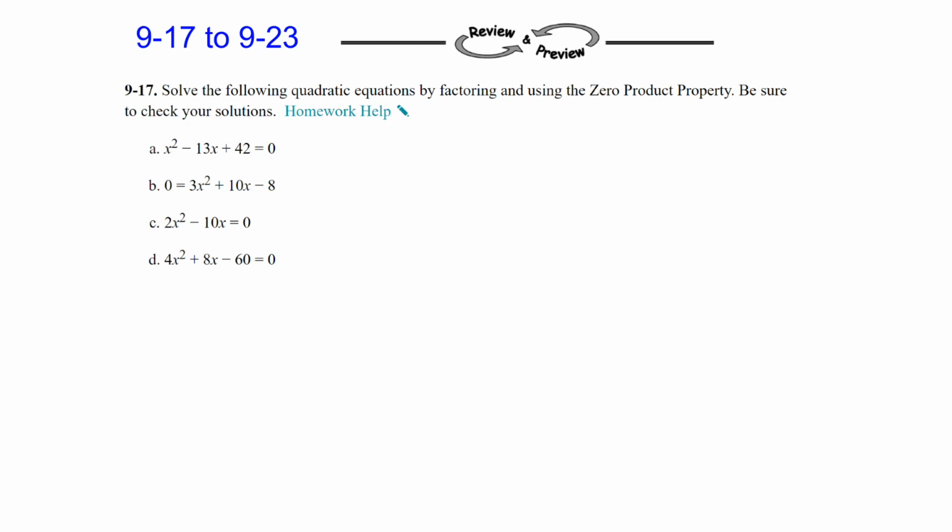Question 17. Solve the following quadratic equations by factoring and using the zero product property. Be sure to check your solutions. So it's telling us specifically which method we are using. We're going to use the zero product property, which means we need to factor so that we can set it up. We also have to make sure our equations are equal to 0.